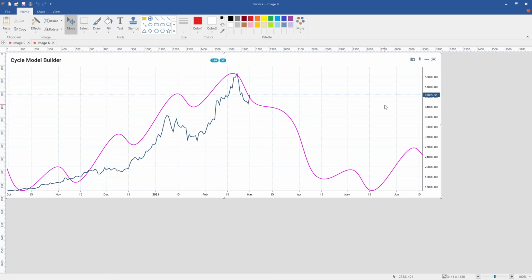Now, one thing that's important to also remember with cycles is, since they're not linked to price, the price is affected by volume. So being at the bottom of a cycle doesn't mean that price has to go down. If there's enough buying pressure, then price won't go down, but you can still be at a cyclical low.